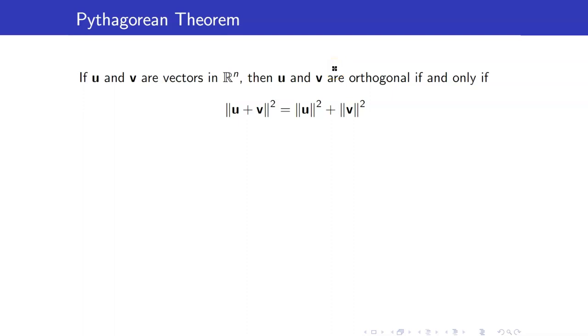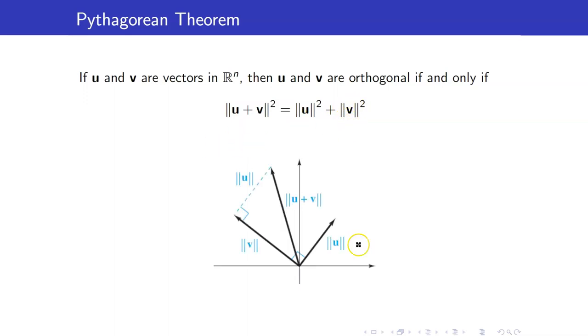The next theorem tells us a sufficient and necessary condition for two vectors to be orthogonal. Two vectors are going to be orthogonal if and only if they satisfy the Pythagorean theorem. That is, the magnitude of u plus v squared is equal to the square of the magnitude of u plus the square of the magnitude of v. So here is a picture of two orthogonal vectors, u and v, and the length of the sum of the two vectors. This one will be equal to the norm of u squared plus the norm of v squared.